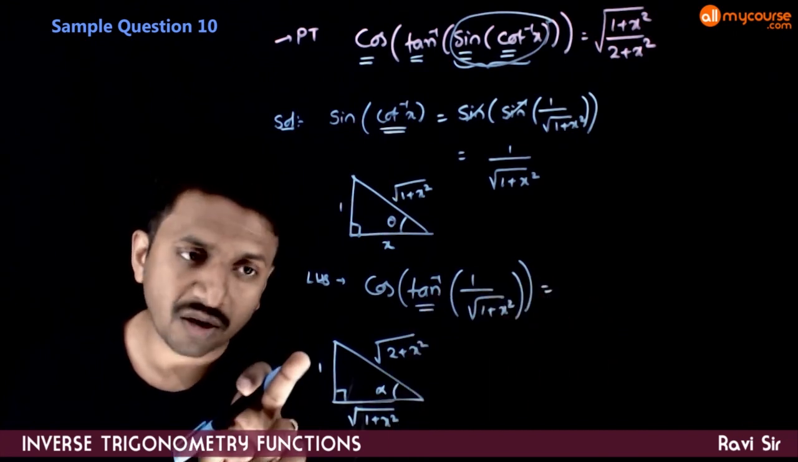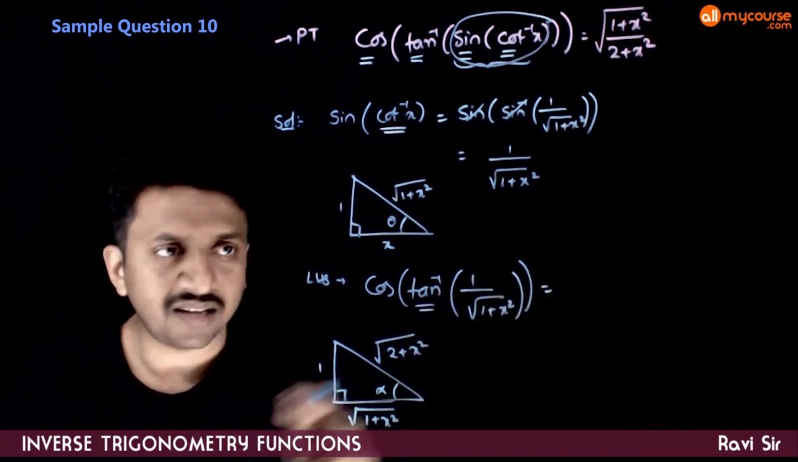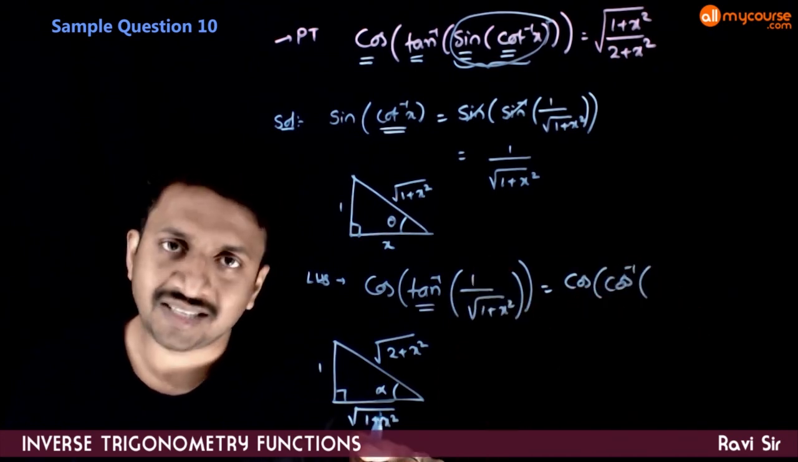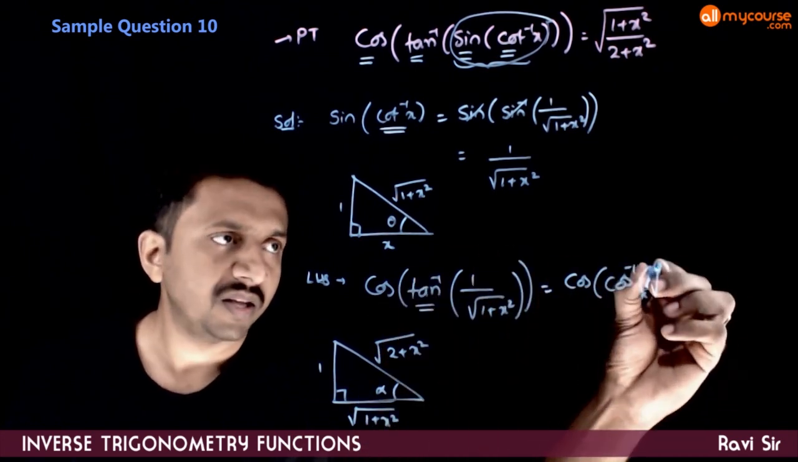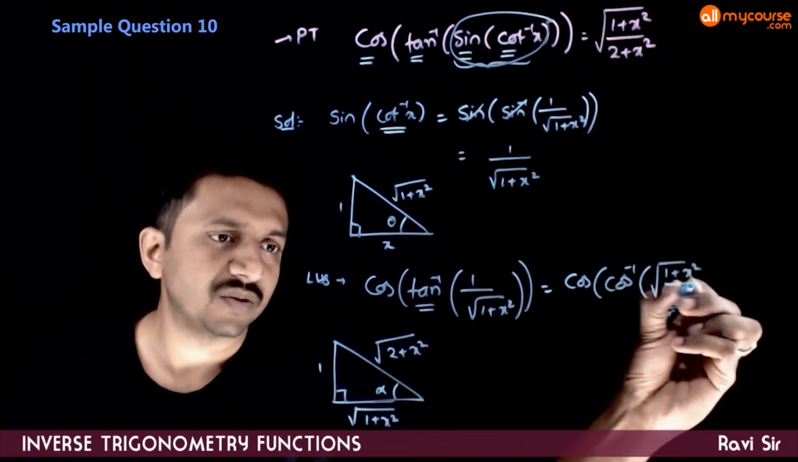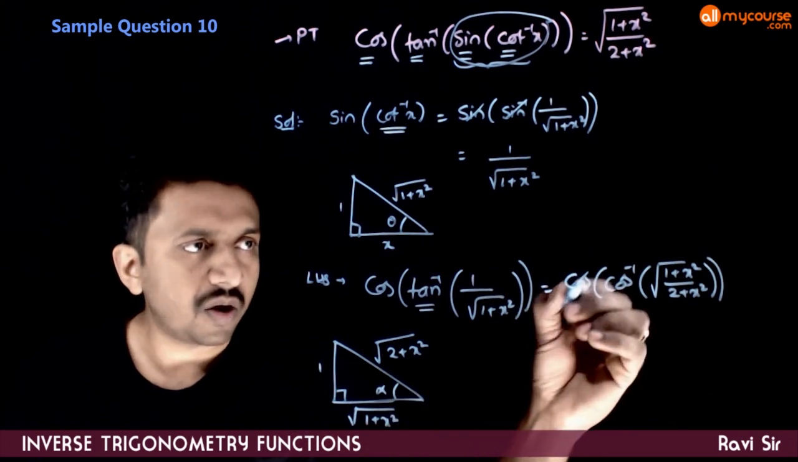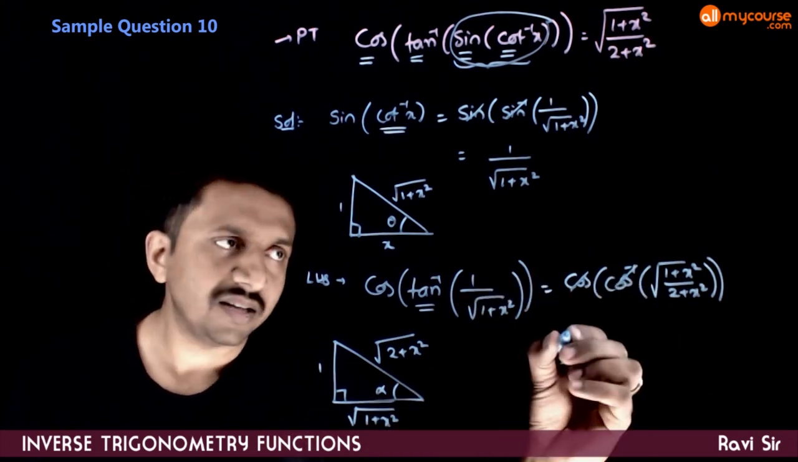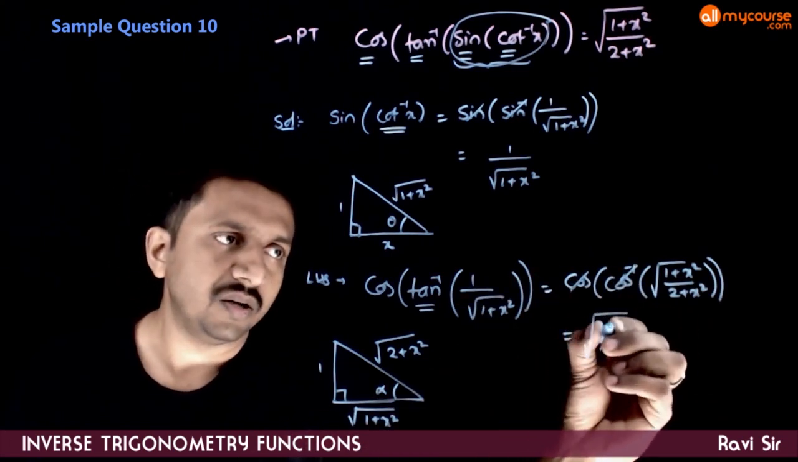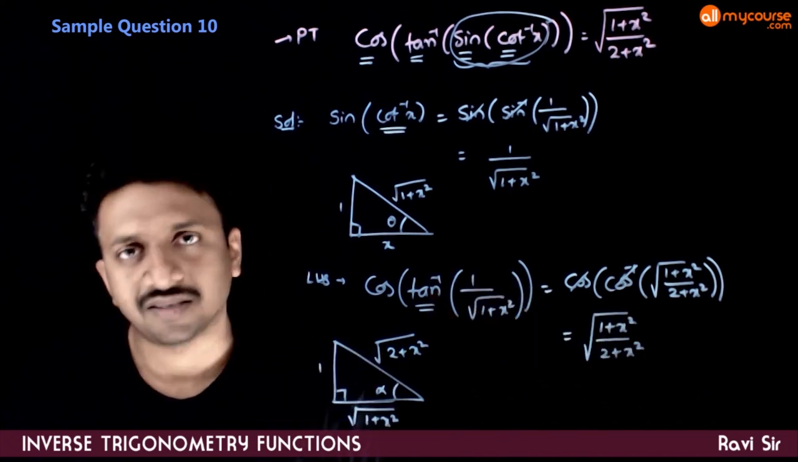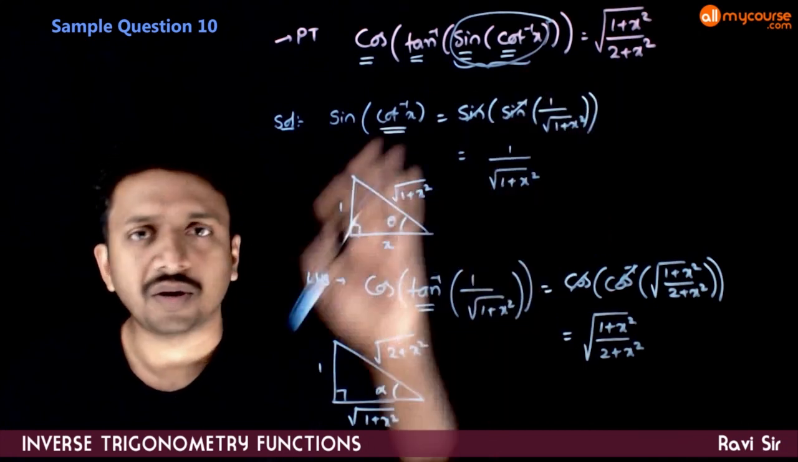So tan inverse of opposite side by adjacent side will be equal to cos inverse of adjacent side by hypotenuse, root of 1 plus x square by root of 2 plus x square. So cos and cos inverse get cancelled, that is equal to root of 1 plus x square by root of 2 plus x square. This is what you are asked to prove.